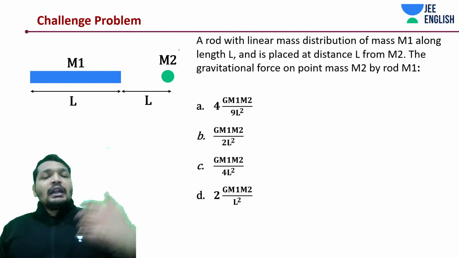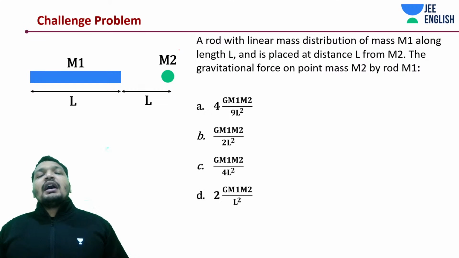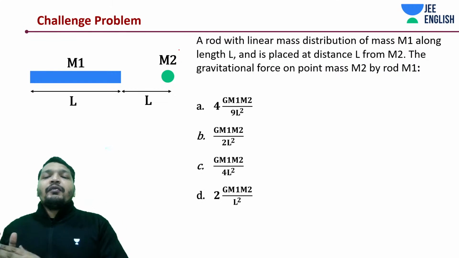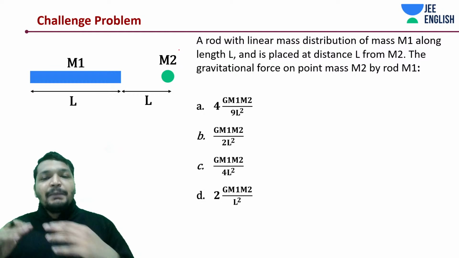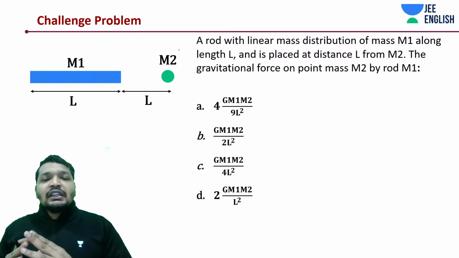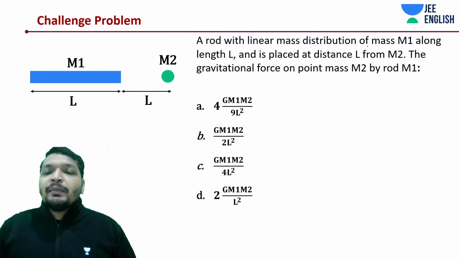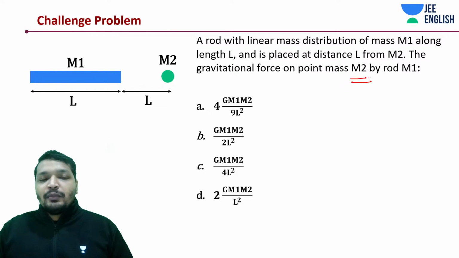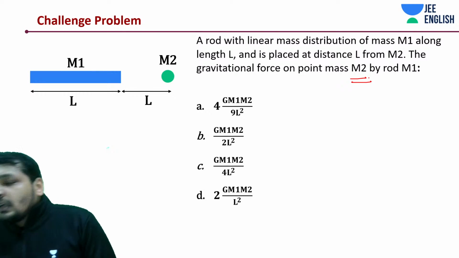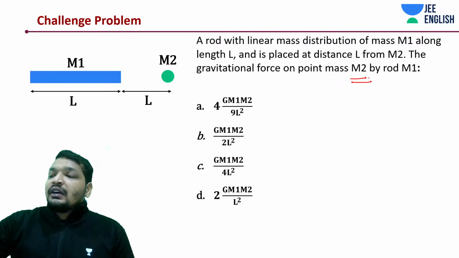But now, just to try to understand how this is going to work: a rod with linear mass distribution of mass m1 along length L is placed at a distance L from mass m2. The gravitational force on m2 by rod m1 is going to be how? Try it out, get started.